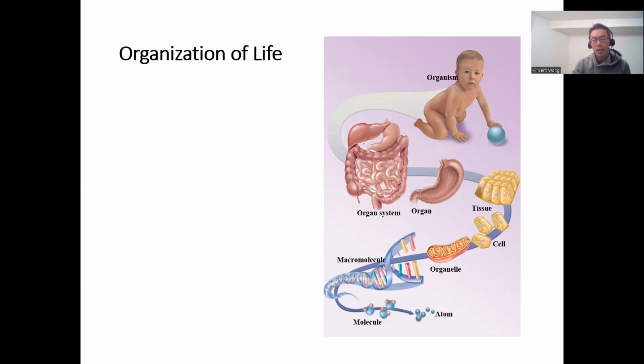So we know that the basic building blocks of life are atoms. In fact, anything that exists in the world is composed of atoms, right? But in terms of living things, we have carbon, hydrogen, oxygen, nitrogen, phosphorus. These are the main ones that make up 96% of the human body. Now, these atoms can come together to form molecules, right? Such as H2O, right?